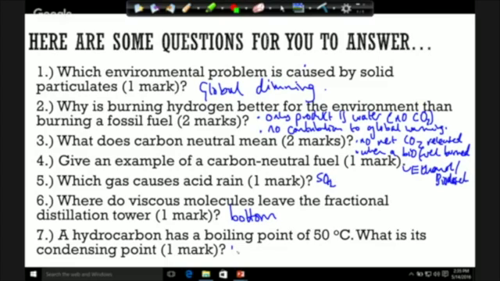Now, if you remember, boiling point equals condensing point, and I've seen this so many times for 1 mark on a test. So bear this one in mind, that your boiling point is the same as your condensing point. If it's 1 mark, they're not asking you to do a lot of working out. It's just that it's the same value, 50 degrees C.